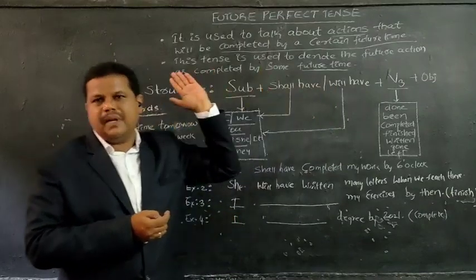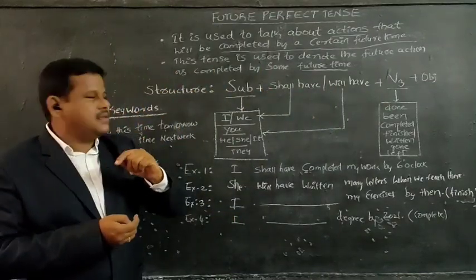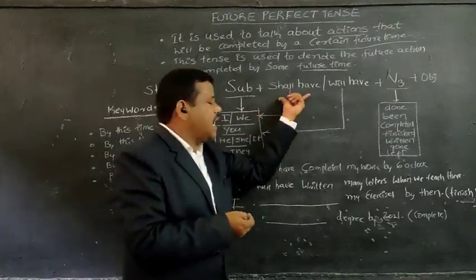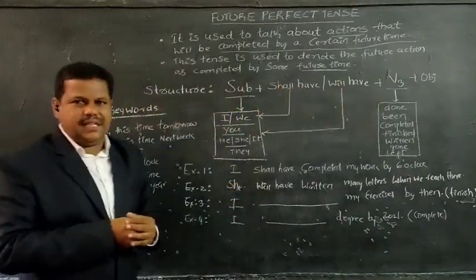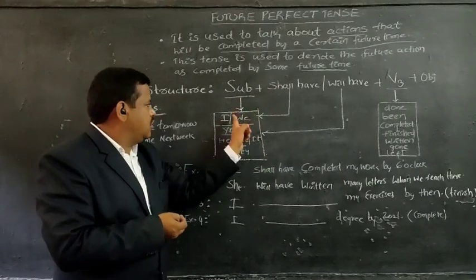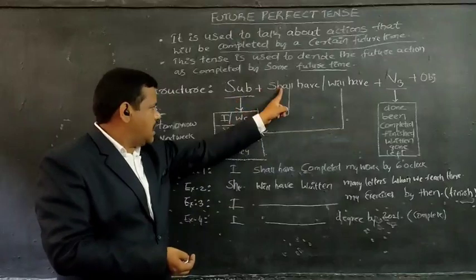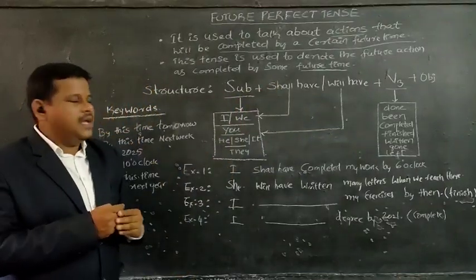I explained the same thing in the future continuous tense. In the future continuous tense, we have the difference from future perfect tense. We should have shall have and will have in the future perfect tense. Now, with I and we subjects we should use shall have. I shall have, we shall have. It is a correct way of representing.